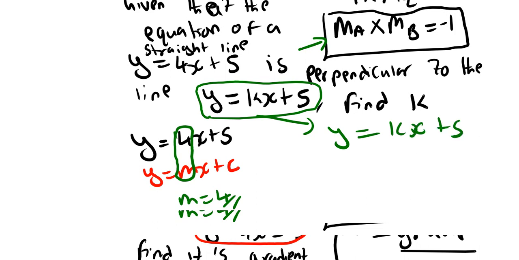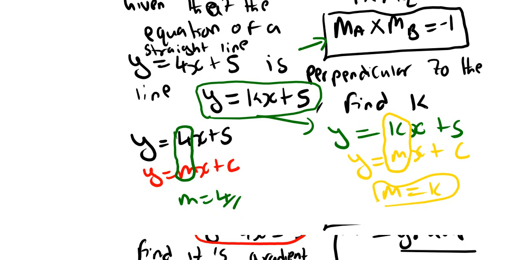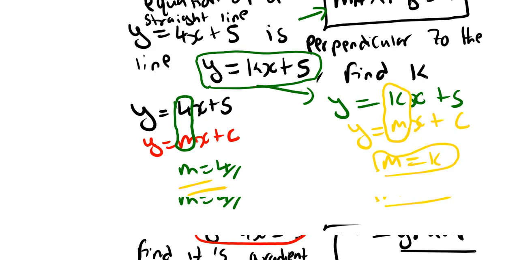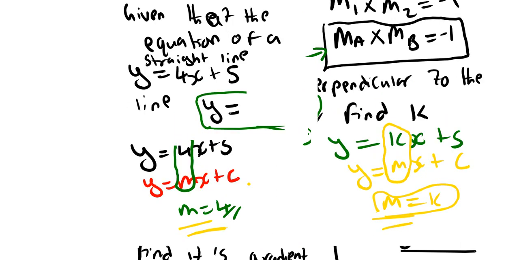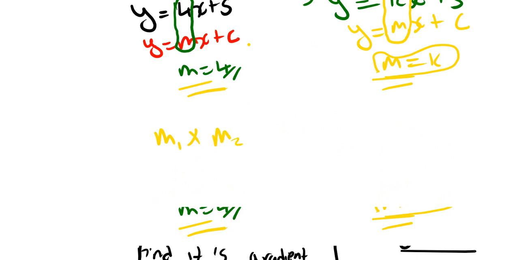So if you dismantle it properly, you will realize that if I try to fit it to the normal orientation of the equation of a straight line, which is y = mx + c, what they're looking for is basically the gradient. And our gradient in this case is k. But what is k? Exactly. So we know that this gradient and that gradient are bound by the equation m1 times m2 is equal to -1.